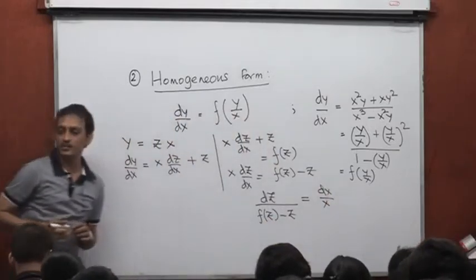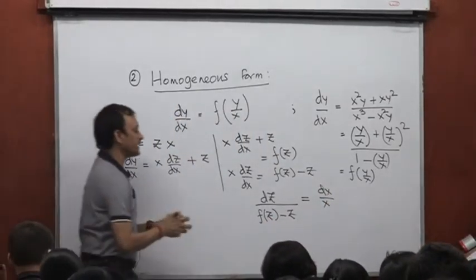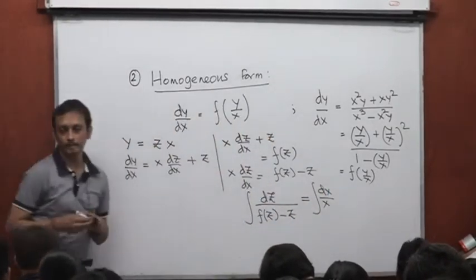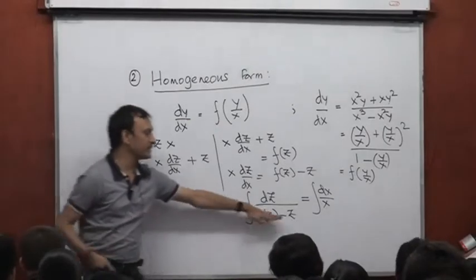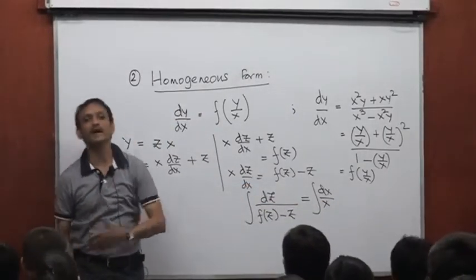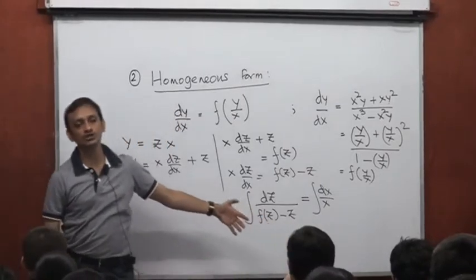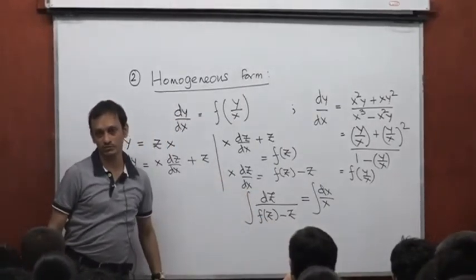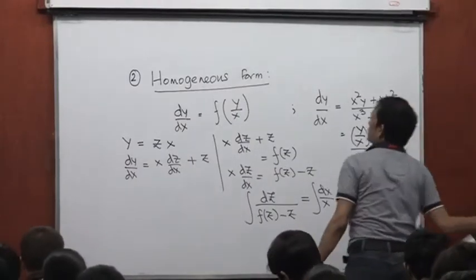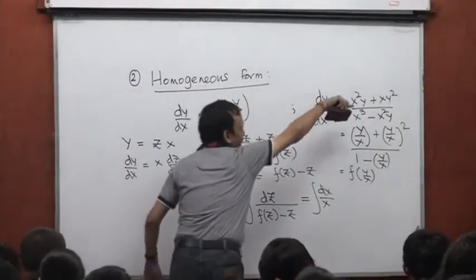The variables have got separated. You can then integrate. You can integrate this function, an arbitrary constant would appear, and that would be the general solution to this homogeneous differential equation, right? And it's not like you would always have polynomials.